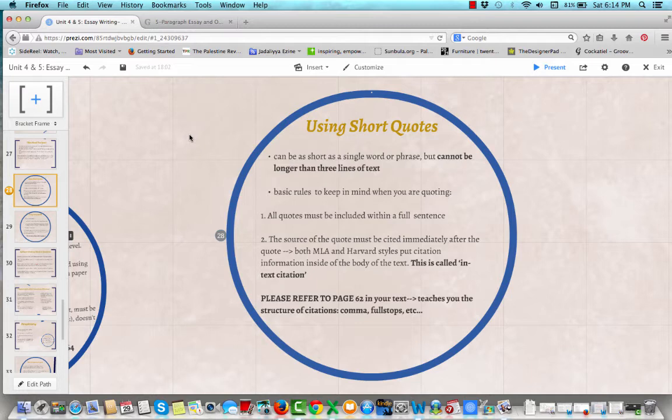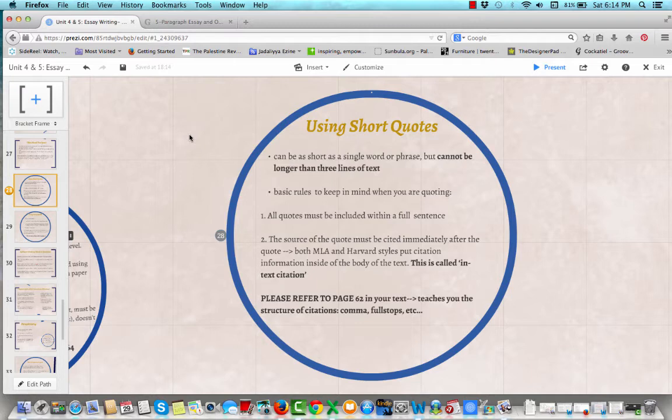All right? So when you use short quotes, right? When I say short quotes, that means a quote can be a single word, but it cannot be longer than 3 lines of text. Now, a rule of thumb, if your quote, or the wording that you are taking from somewhere else, exceeds 40 words, it's no longer a short quote, it's a long quote now, right?